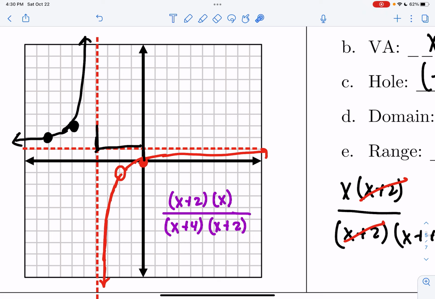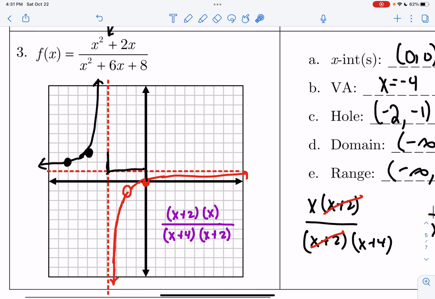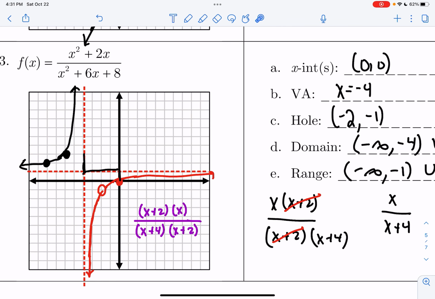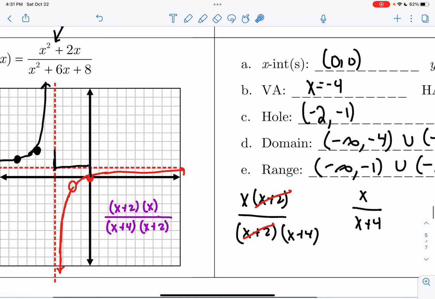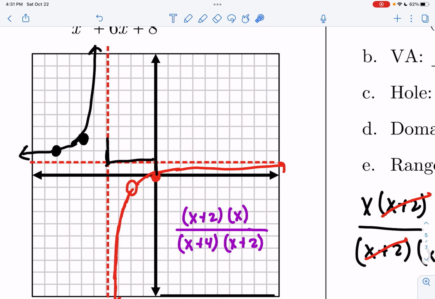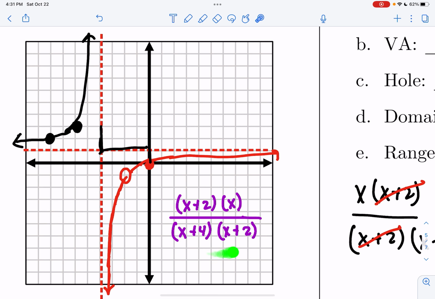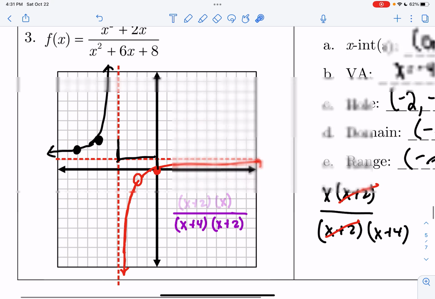You also want to look at your degree, and if you were to cancel out this and this right here, you're left with x over x plus 4. Since this is a degree of 1 and this is a degree of 1, and your horizontal asymptote is a degree of 1, you know that you don't have an a value. So based off of this, we basically found this out based off of our lovely graph right here. So this right here we found, and it matches up with this right here.